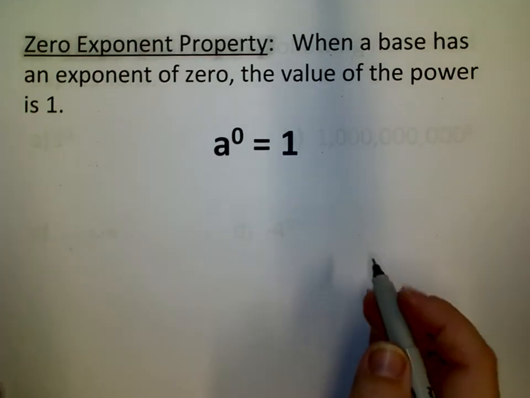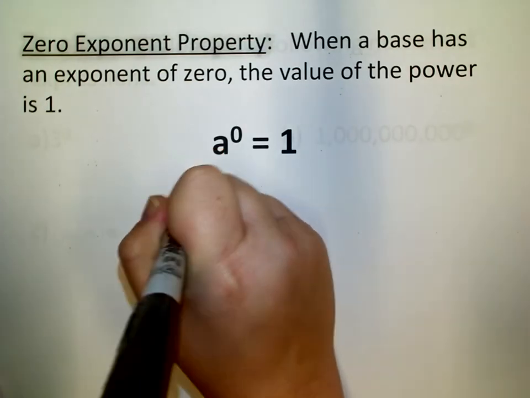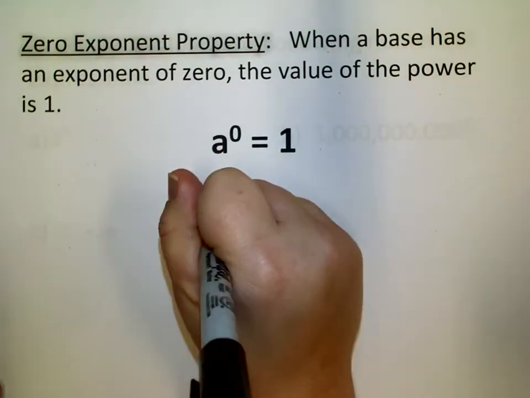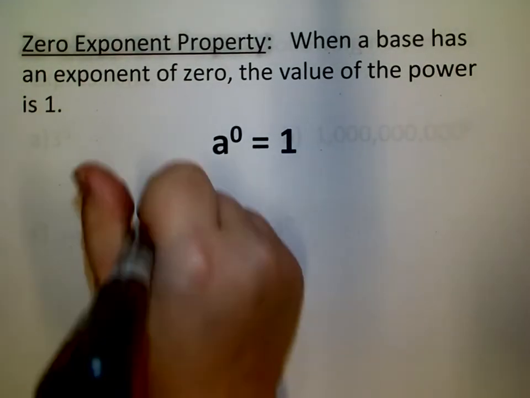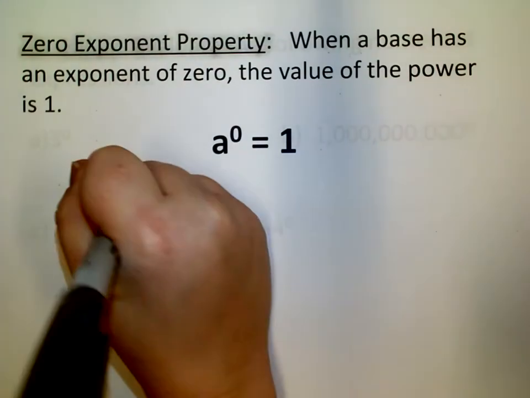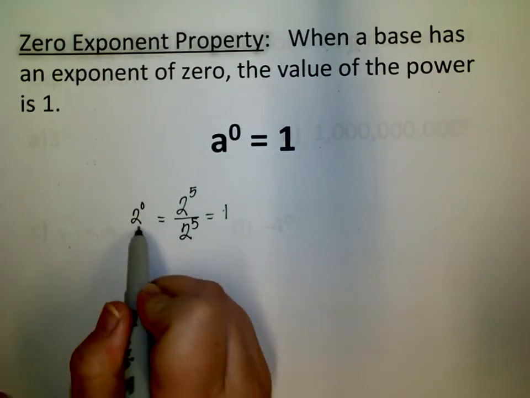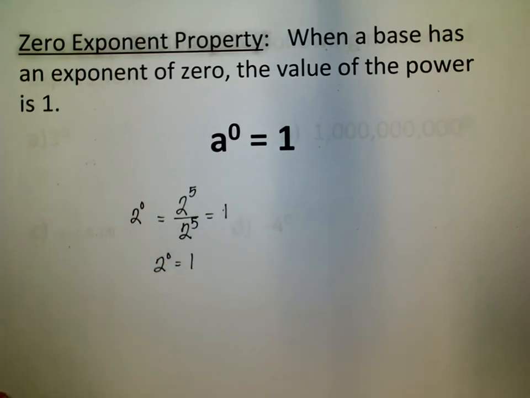And sort of a quick explanation of why that is, let's say that I have 2 to the 5th over 2 to the 5th. Well, we know that anything divided by itself is 1. But we also know that the rule says to subtract the exponents. So I also get 2 to the 0. By the transitive property, that shows that 2 to the 0 must be 1, and that's true for every single value.